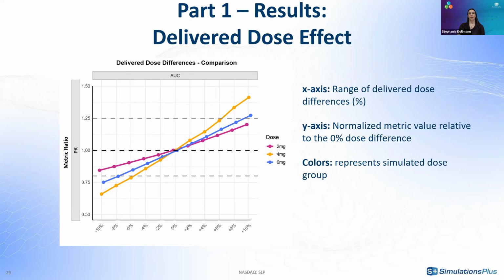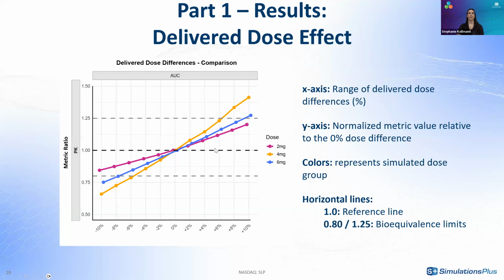The colors represent the 3 simulated dose groups, and you can also see 3 horizontal lines that help interpret the results. So the black dashed line at 1 marks the reference. That's where there's no difference in AUC compared to the baseline. So if we were to see points lying on this line, it would mean that the AUC at, let's say, +10% delivered dose difference is identical to the AUC at the unchanged nominal dose group.